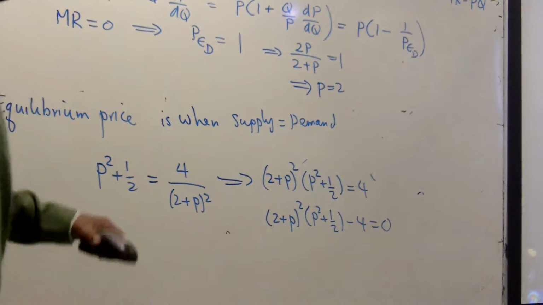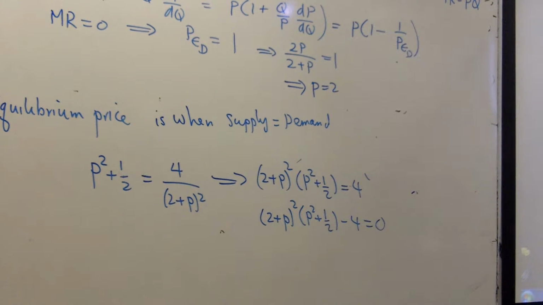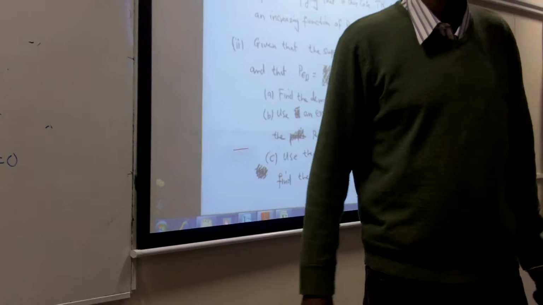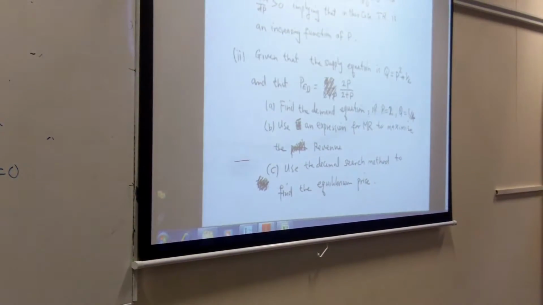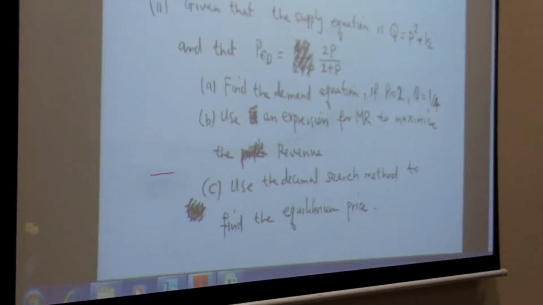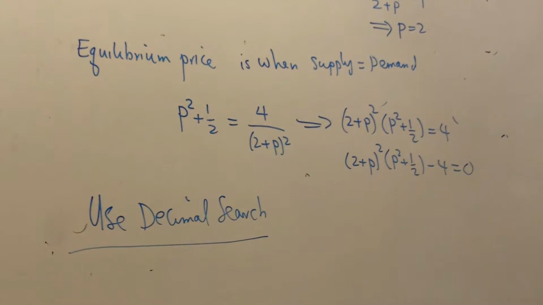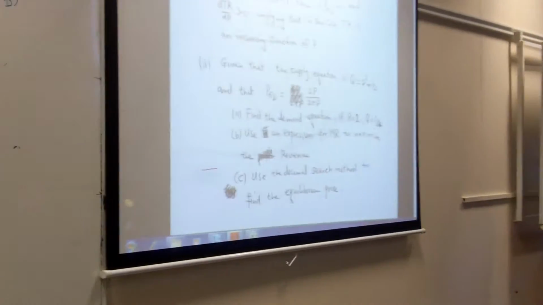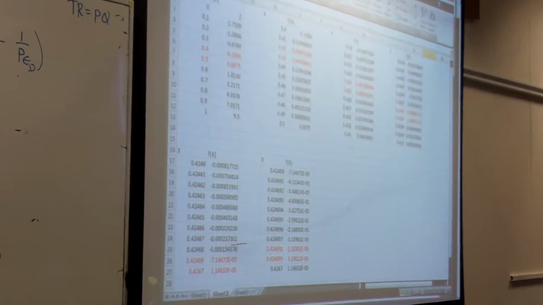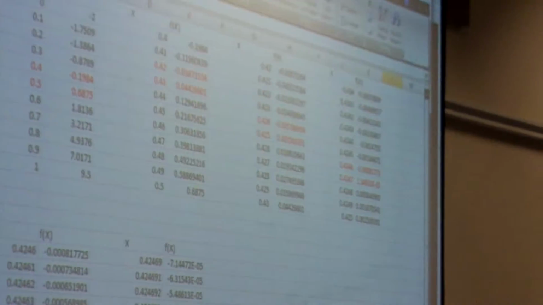There's no way of finding an analytical solution for this, but the coursework says you use the decimal search method to find the solution for this equation. I did look at this equation using the decimal search earlier, and this is what I got. I started because it says in your coursework give your answer correct to 5 decimal places or something.